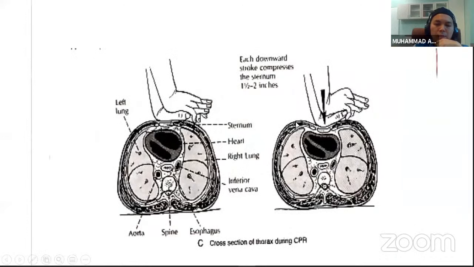Ini macam daripada, if you see it, this is picture. It looks like you are compressing the heart. The reason you compress the heart is so that the blood in the chambers will start to flow. Because our vascular system is only one way punya flow, so dia takkan pergi ke belakang.